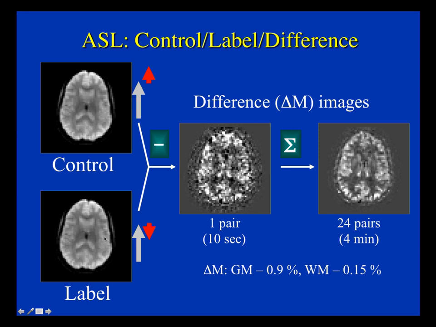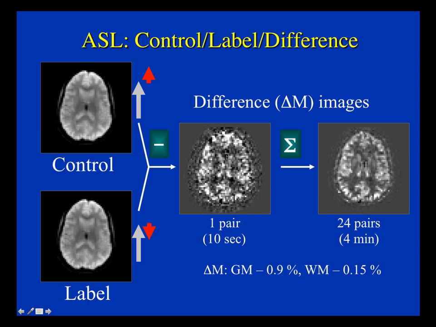Whereas in the label image, where I have tagged or inverted the incoming blood, the signal intensity in this image represents the static tissue minus the blood signal that is contained in that voxel. So by subtracting these two images, we can isolate the signal due to the blood within each voxel.